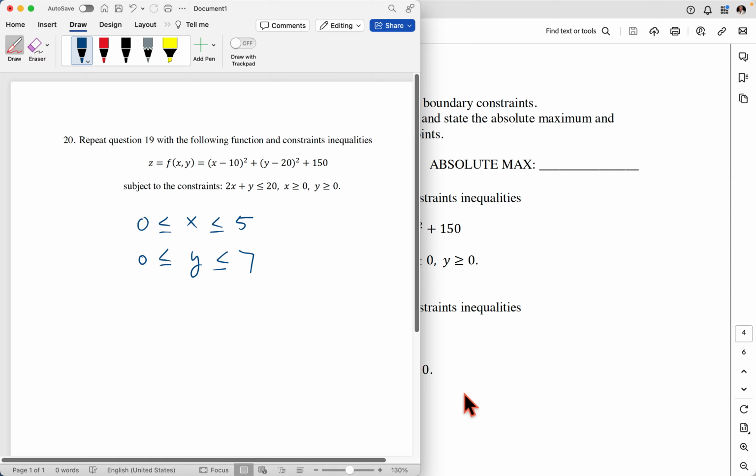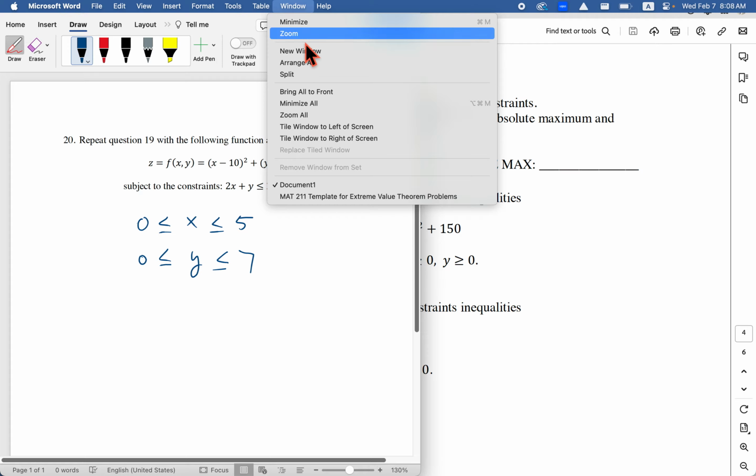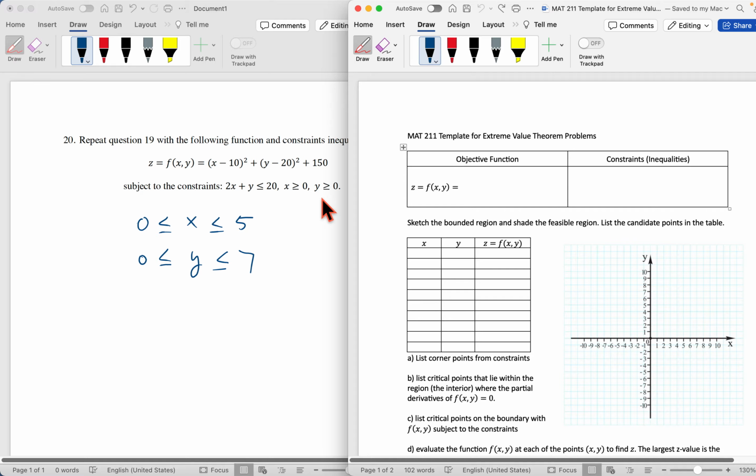When we come over, there it is. So on the template, to draw that region that we're talking about, we just go, x is going from 0, it's from here, to 5, it's to there. Y is going from 0, it's from here, to 7, it's up here. So I'm going to draw a little rectangle.